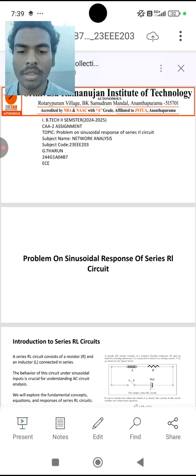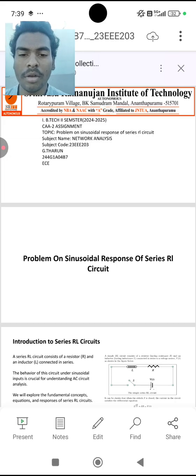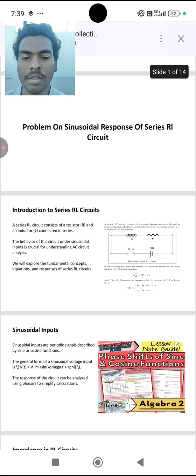I'm from EC section. So today my topic on network analysis is problem on sinusoidal response of a series RL circuit. So let us briefly discuss how to solve the problem in a series RL circuit. First of all, introduction to series RL circuit.